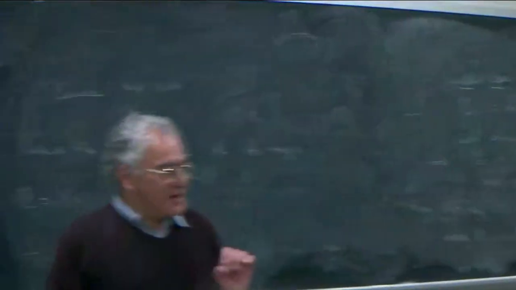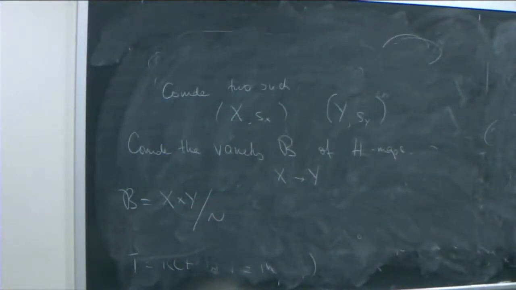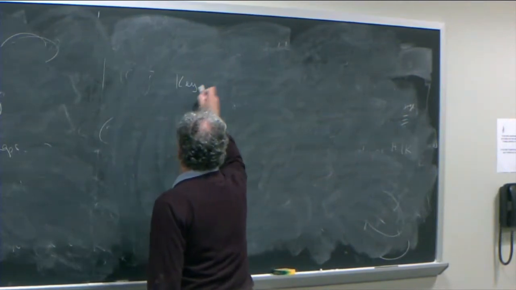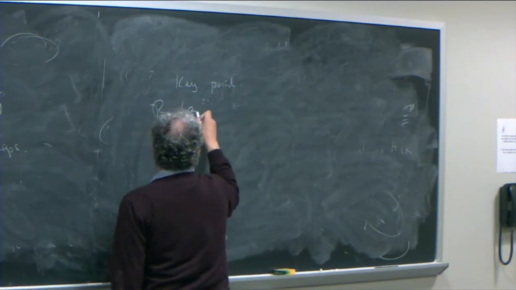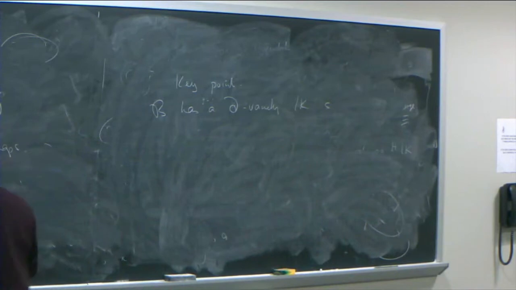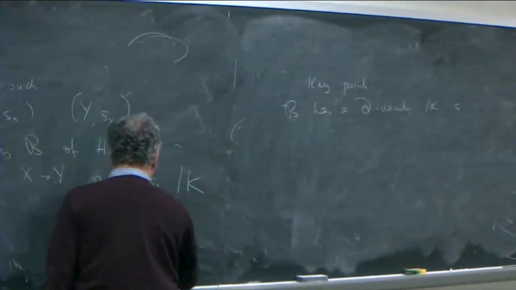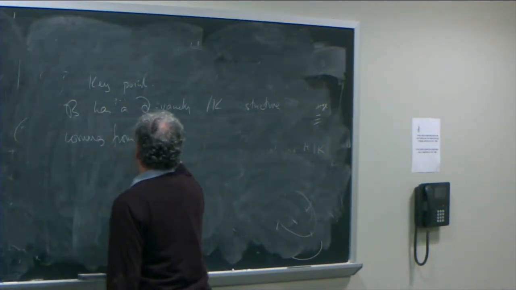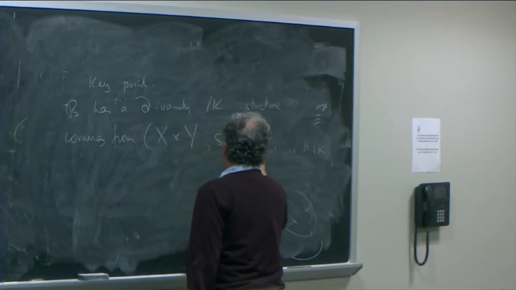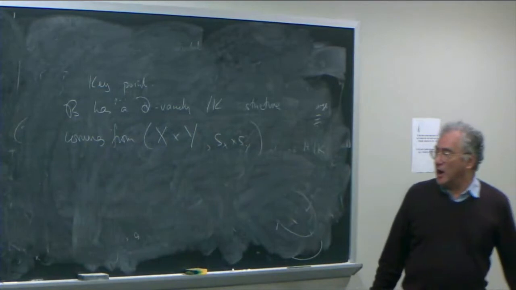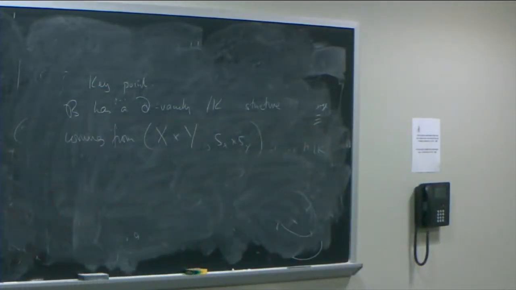Okay, so you have this. Now, the key point is that B has a D structure over K. This is a variety over K. So B is an irreducible variety over K, irreducible because G was irreducible. It has a D variety over K structure coming from, look at X cross Y with SX cross SY as a connection. This is respected by the equivalence relation, and it gives a D variety structure on B. So there's a connection on B, okay?